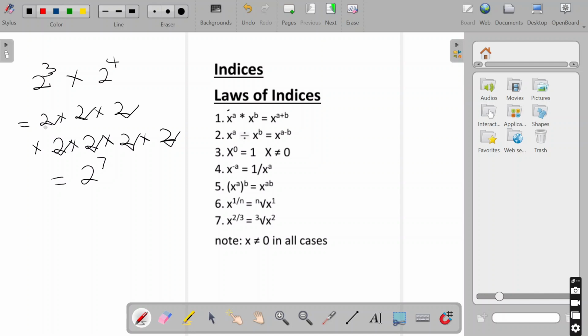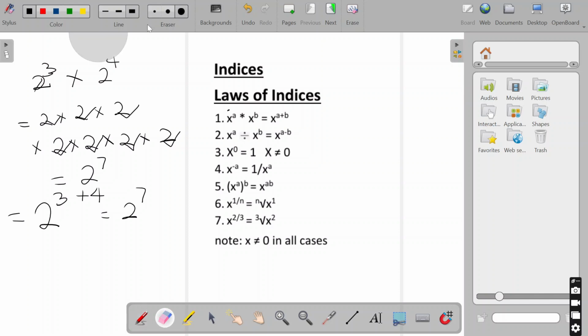So instead of spelling it out like this, we can simply indicate the common base. The common base in this exercise is 2. Then simply add the powers. So in indices, times is plus. 3 plus 4 will give us 2 to the power of 7.